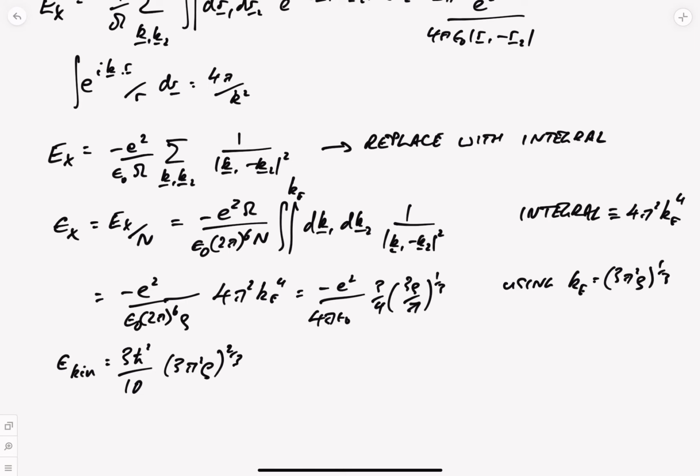The exchange energy is also negative, so that tends to bind systems together. But notice that as we go to larger, higher densities, the kinetic energy term is going to dominate over the exchange energy term. In other words, the many-body interactions, the interactions between the electrons, will become less important as we go to higher densities of electrons.